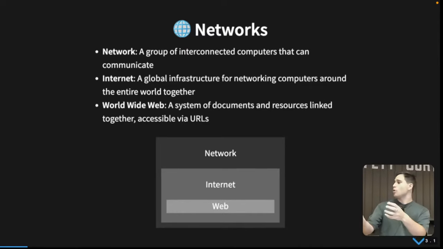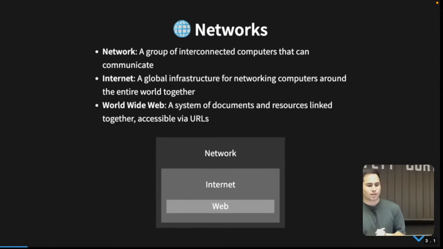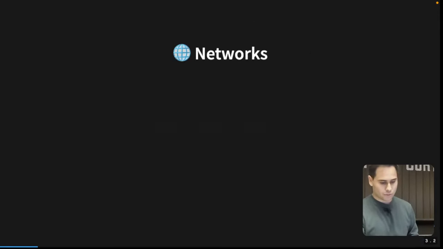A network could be your home network, just a few computers, or it can be the internet, the largest network on planet Earth with millions and millions of devices all networked together. Then you have the World Wide Web, sitting on top of the internet, a specific protocol that basically powers web pages. So HTML and all that is served over the World Wide Web. Networks go down to the physical layer, like the literal wires, or the massive cables running under the ocean that power the internet. Then the internet sits on top of that, with networking protocols like TCP, IP and things like that. And then you've got the web, where we're getting into software land. That's what we're focusing on in this course.